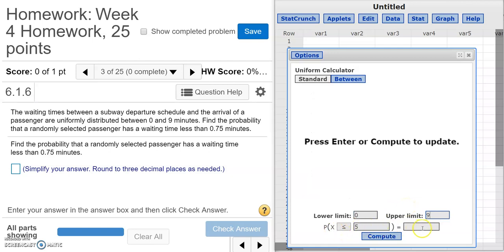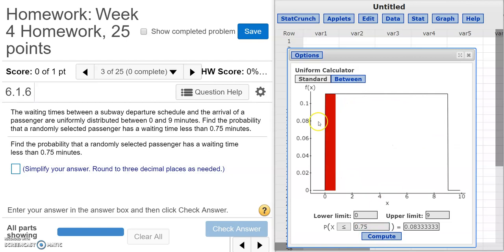Next, we need to fill out this last line right here. So this question said that we want the probability that a randomly selected passenger has a waiting time less than 0.75 minutes. So here we can select either less than or greater than. We're going to go ahead and select less than, and here we'll put in 0.75 minutes. And then all we have to do is click compute.